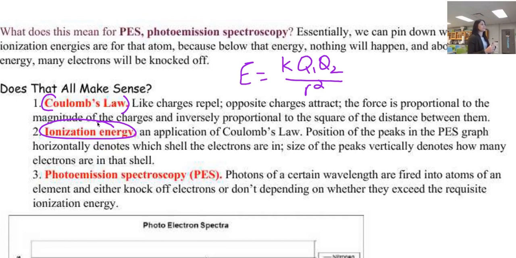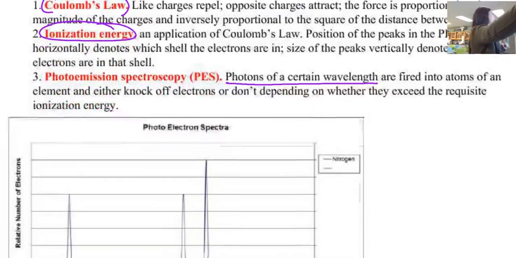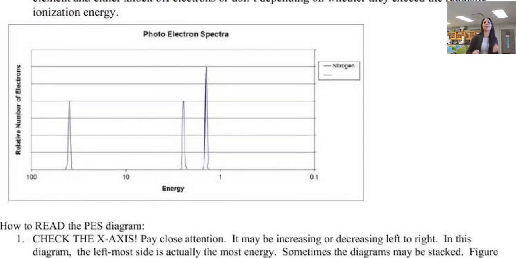Horizontally, we're going to look at one of these graphs, which shell the electrons are in. The size of the peaks denotes how many electrons are in that shell, so we're going to take a look at that in just a second. And then again, PES: photons of a certain wavelength are fired into atoms of an element, and they either knock off the electrons or don't. It depends on whether they have met that minimum energy requirement.